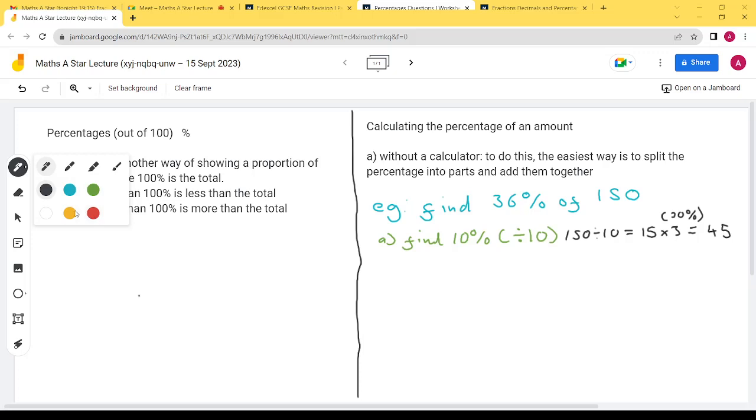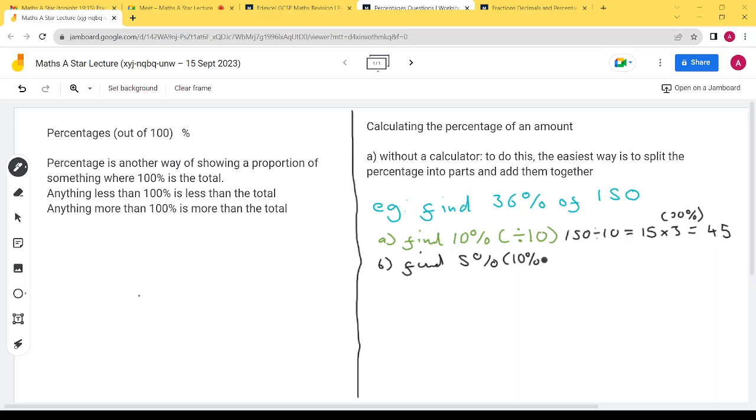All right, and so now we've got 10%. We can split our remaining 6% into 5% and 1%. So we can find 5%. 5% is just going to be our 10% divided by 2. So we've just got to do 15 divided by 2. It's not going to divide exactly because it's an odd number, but it's going to equal 7.5.